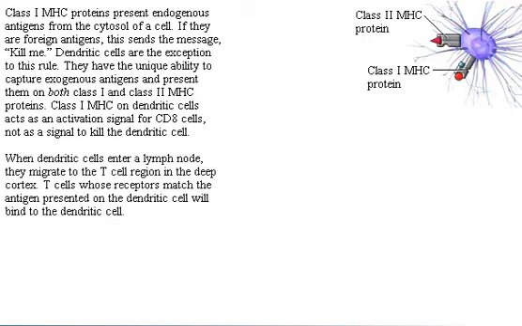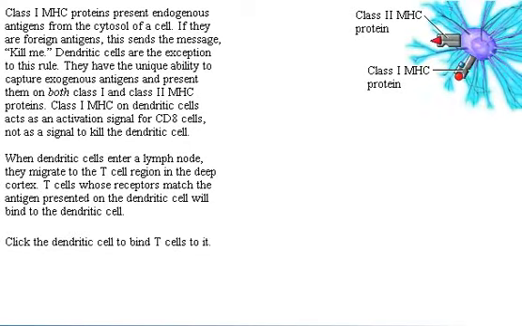When dendritic cells enter a lymph node, they migrate to the T cell region in the deep cortex. T cells whose T cell receptors match the antigen presented on the dendritic cell will bind to the dendritic cell. Click the dendritic cell to bind T cells to it.